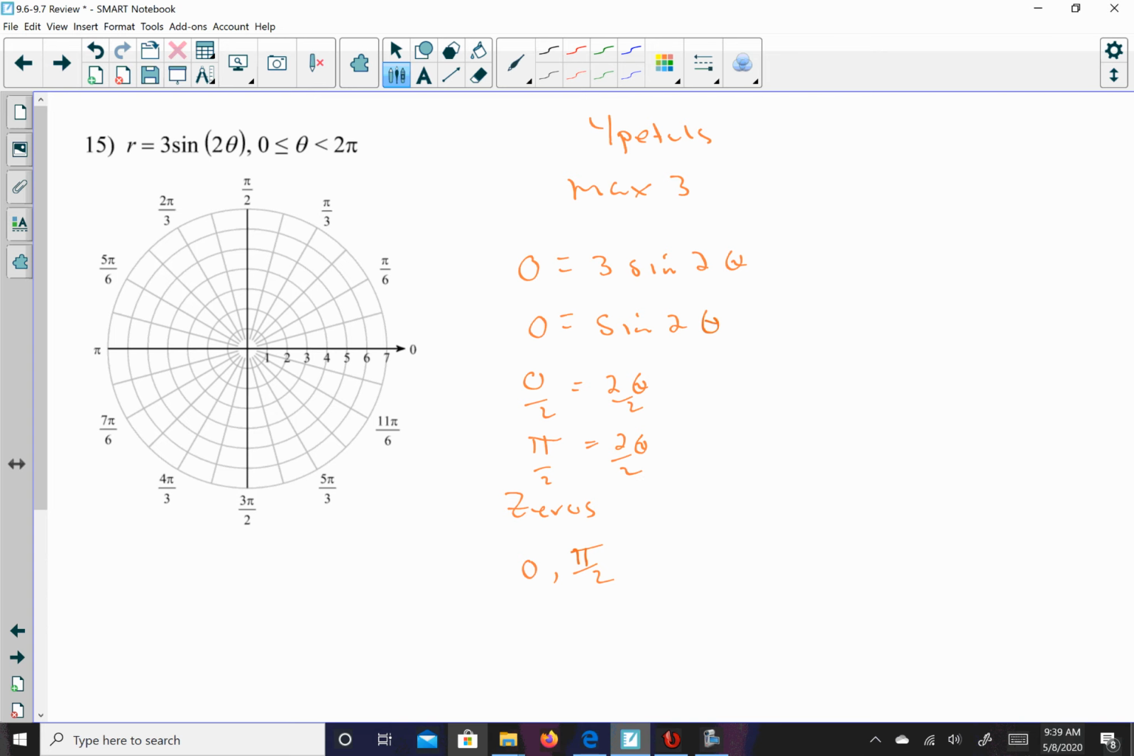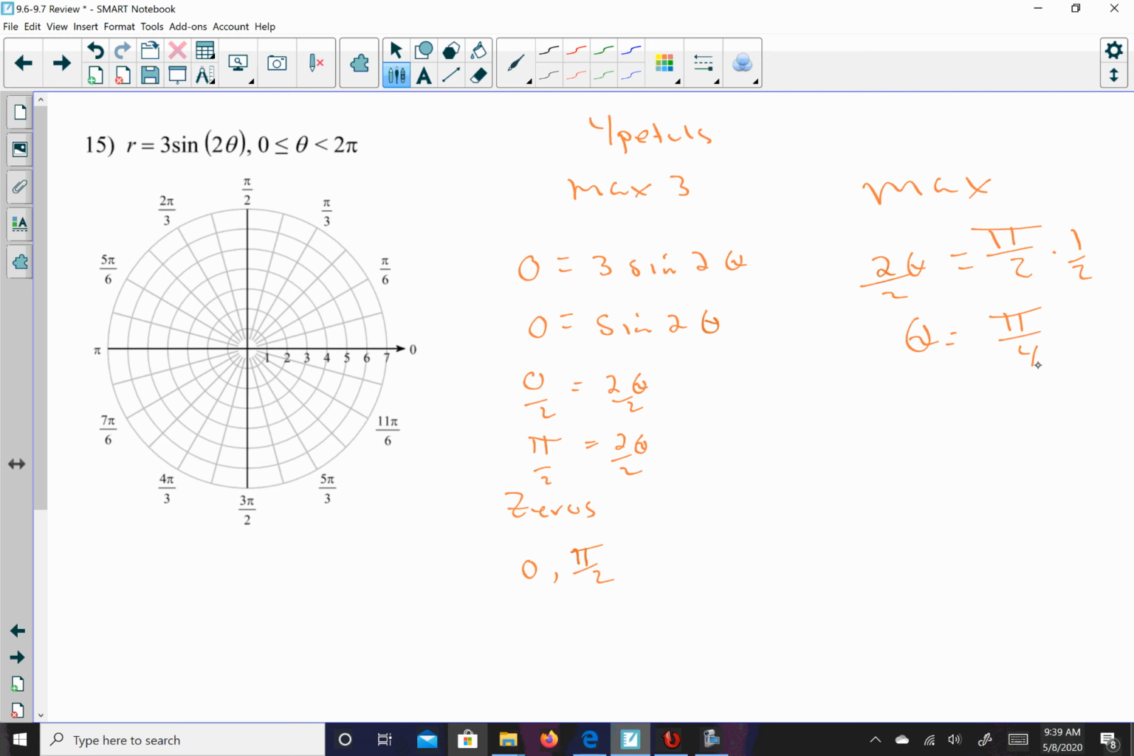Now to find my max, when is the sine equal to 1? And you say pi over 2. So 2 theta has to equal pi over 2, which means 1 theta is going to equal, divided by 2 or multiplied by 1/2, pi over 4.